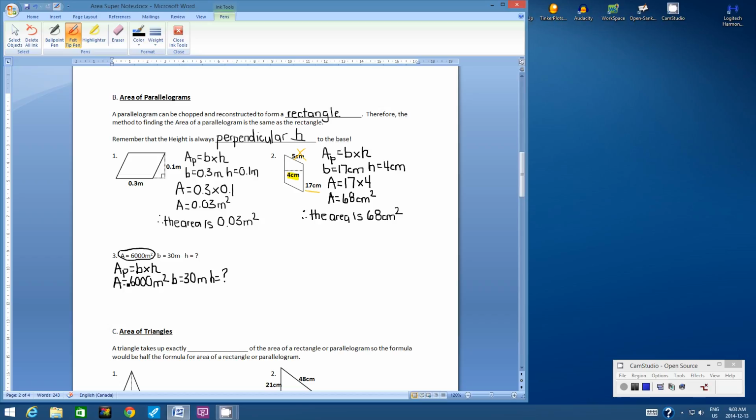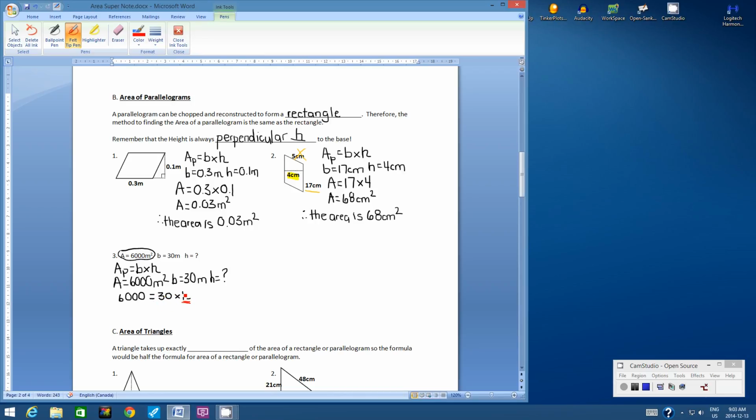Third line is the substitution line. Well, if we look at our formula, the thing on the left-hand side is the area. Well, we know the area. The area is 6,000 meters squared. I'm just going to leave the units out for now. Equals, do we know the base? Yes, we do. Do we know the height? No, we don't. Now remember, our goal is, on the right-hand side, we look for the height. We want to have the height standing alone on the right-hand side of the equation.